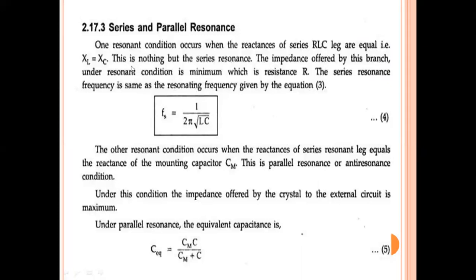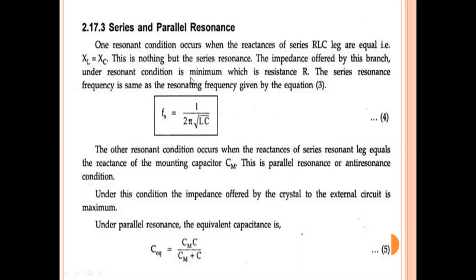So this is nothing but the series resonance. The impedance offered by this branch under resonant condition is minimum, which is the resistance R. Mathematically, the series resonant frequency is expressed as 1 by 2 pi root LC. So this is the frequency. We can also call it the series resonant frequency. And this frequency is generated when XL equals XC, when the reactances of XL and XC are equal.